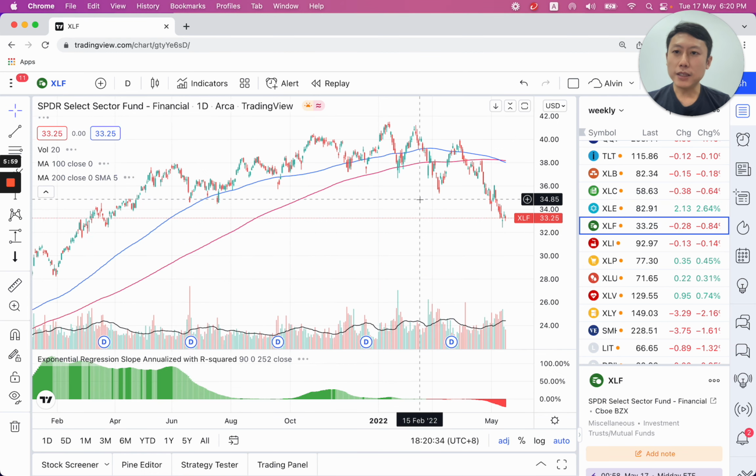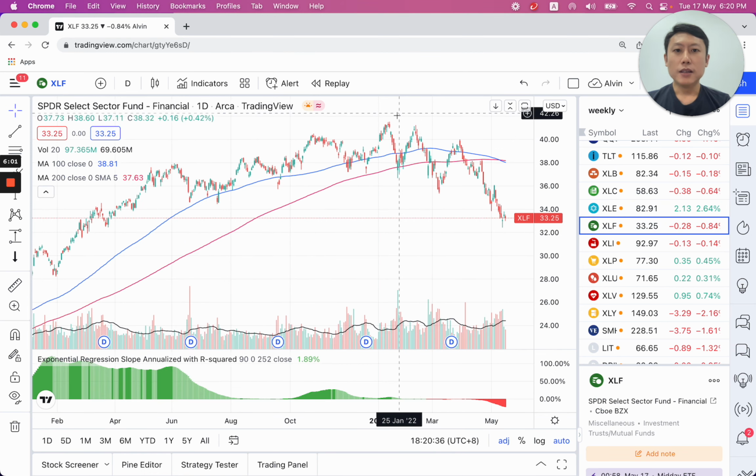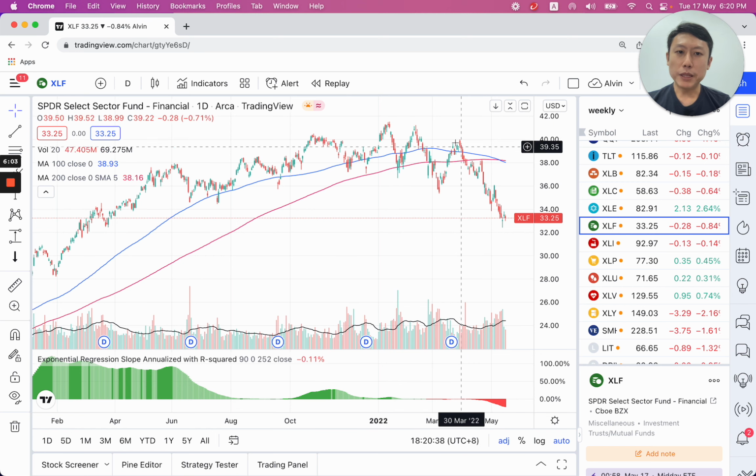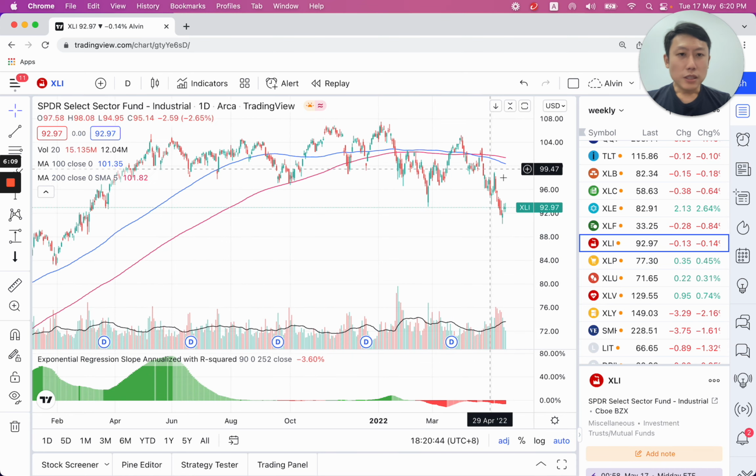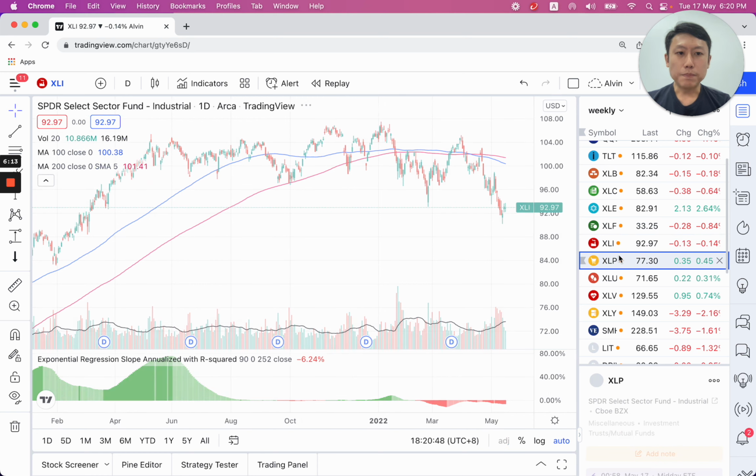And then the next one is financials, the banks. They are not doing well. Okay, similarly, they are in a bearish mode. The prices are below the moving average. Next, industrials is also below. Okay, so far what we have seen is only energy is going up.